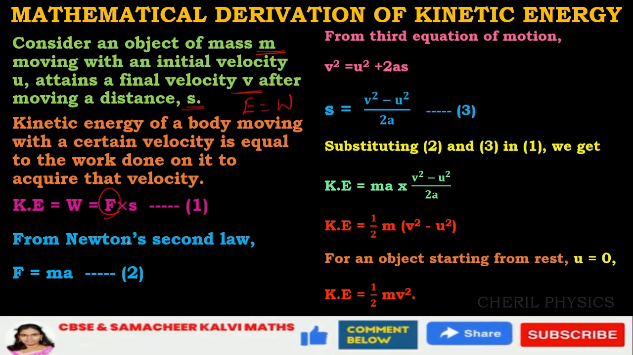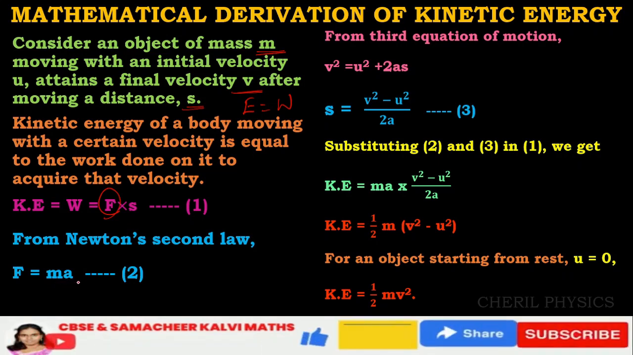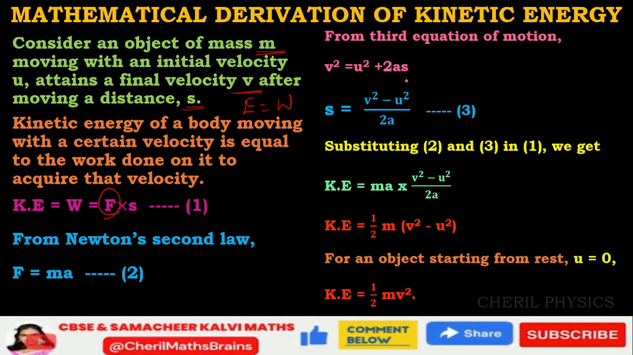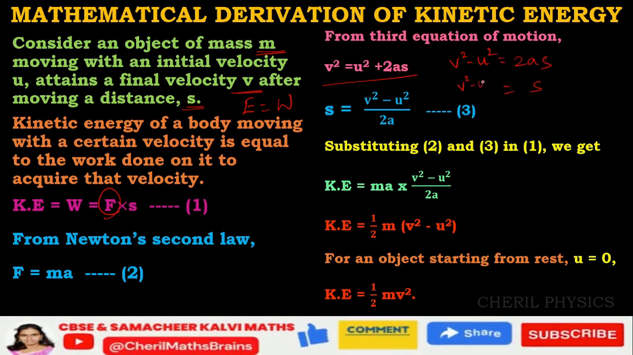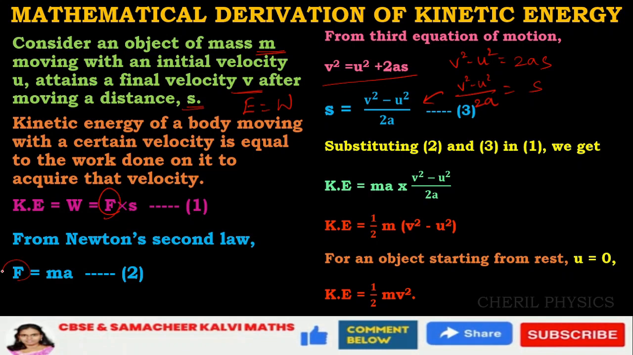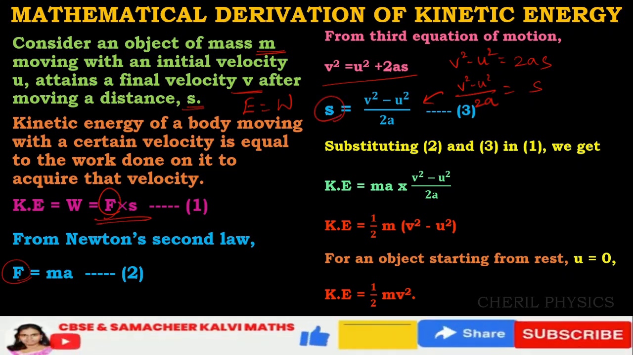For force, from Newton's second law, I can write F is equal to ma. And we know from the third equation of motion that v square equals u square plus 2as. From this we can write v square minus u square is equal to 2as, or s is equal to (v square minus u square) by 2a. So that is what we have here. Now we have F, and then we have s. So you can substitute these both in equation number 1.